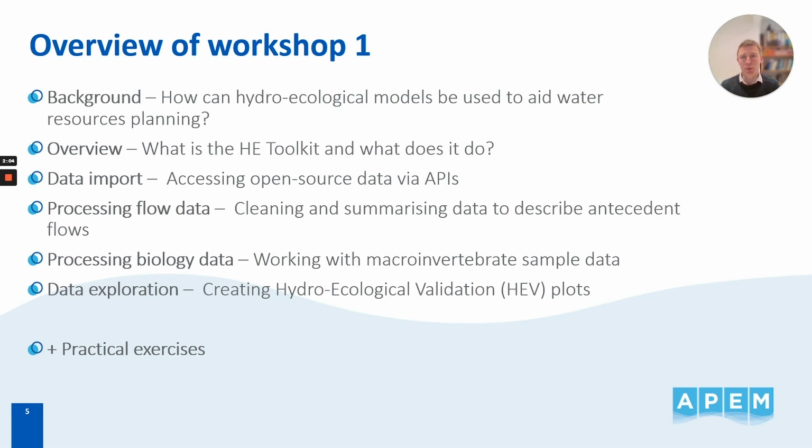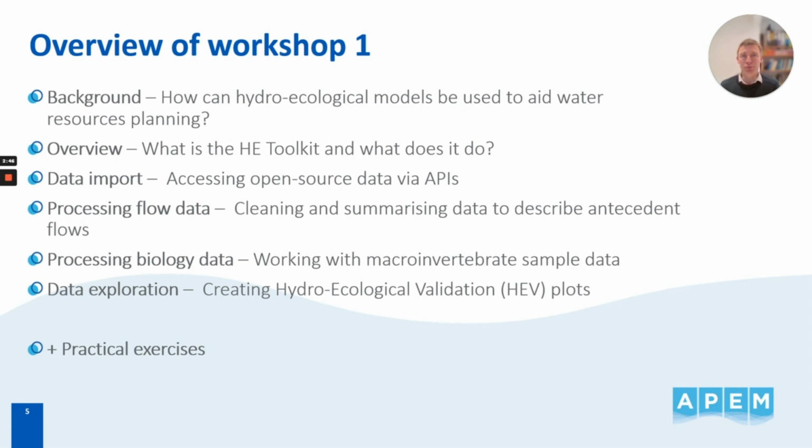So in this first workshop, we're going to start off by providing a bit of general background about what hydroecological models are and how they can be used to aid decisions around water resources planning. We can then look, as an overview really, at what the HE Toolkit is and what it does. And then we're going to be working through the sequence of tasks or workflows, starting off with data import, so looking at how we can access open source data via APIs, looking at how we can then process both hydrological and ecological sampling data, focusing in particular on macroinvertebrates and river flows.